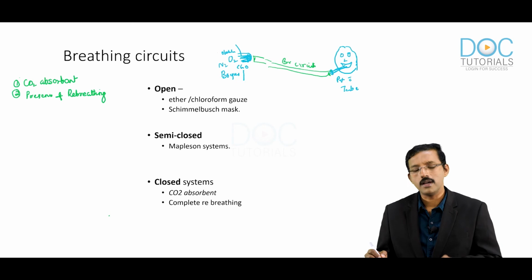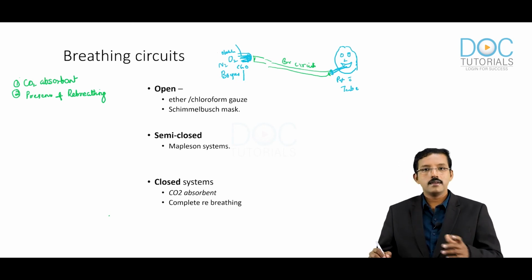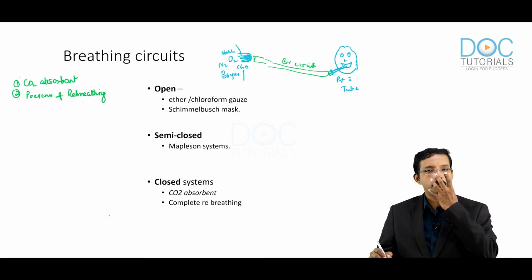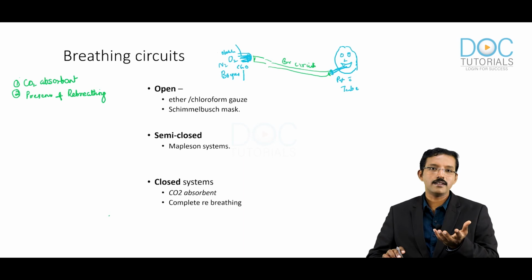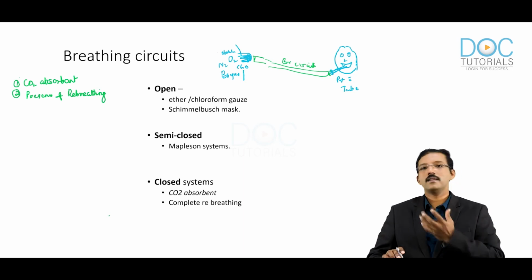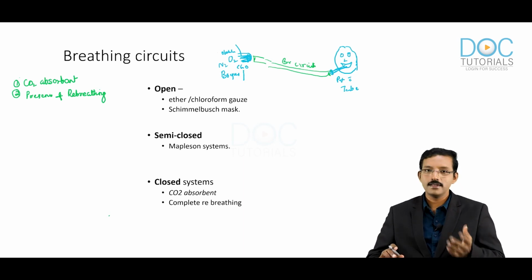Now just imagine what happens in open circuit. Now what is open circuit? That is the one which you usually see in your movies, films, etc., where a person will be standing or lying, suddenly somebody comes from behind, pours some chloroform into the handkerchief, holds it from behind, and the patient becomes unconscious. So this is a classical example of open circuit.